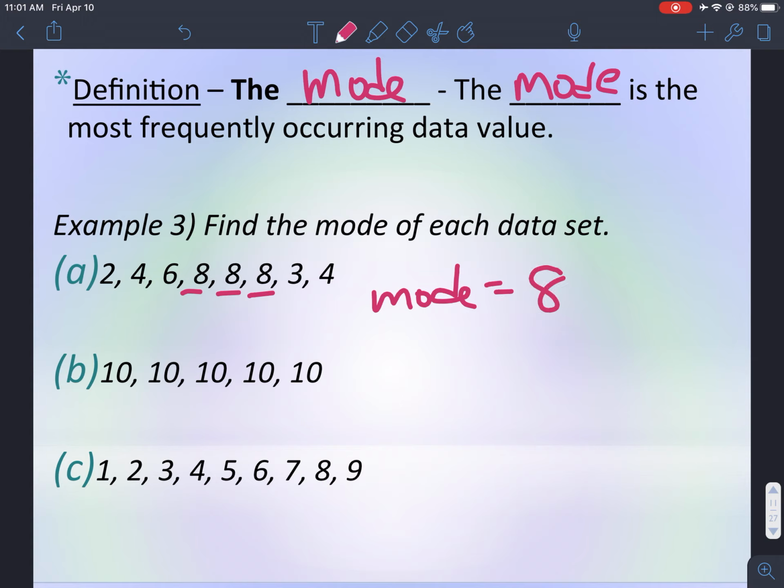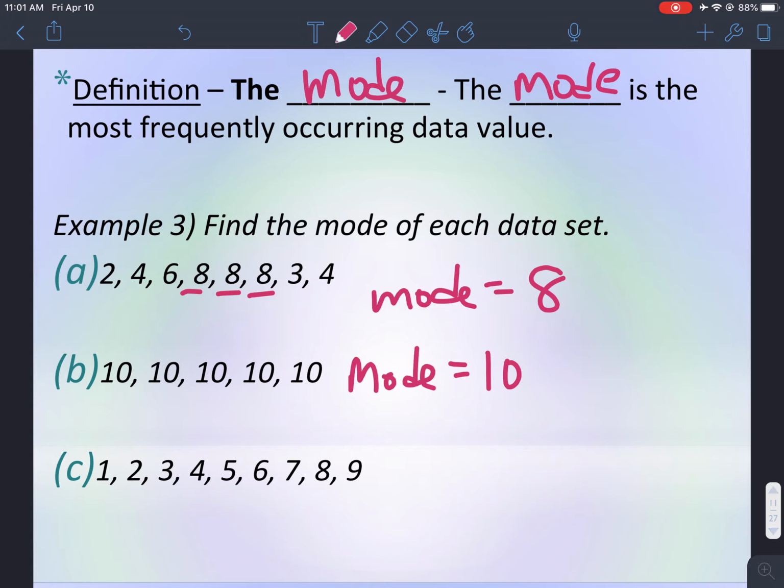8. The data does not have to be in order. Alright, so look at B. The mode is 10 because it's the only value, and it occurs 5 times.